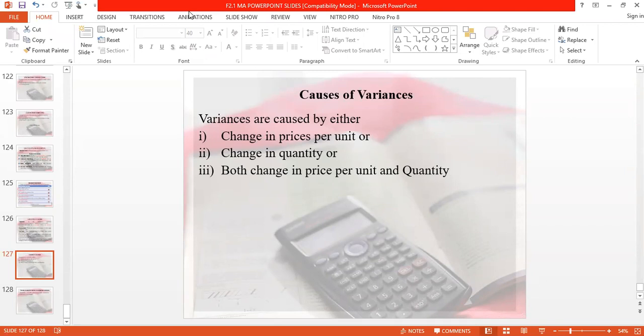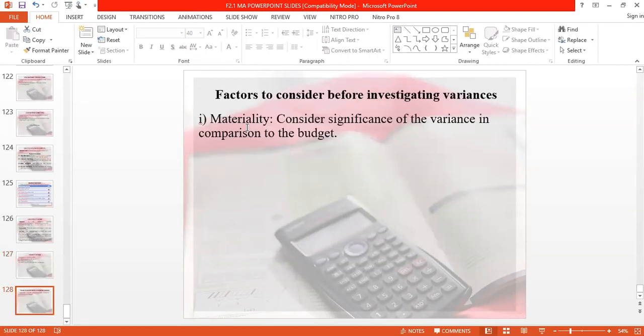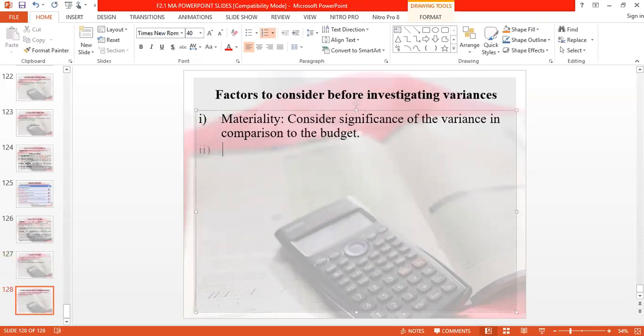These points are very important in the topic standard costing. Don't worry about formulas. Formulas we are about to learn. We'll actually get tired even of them. So variances, those are the causes. So we are saying that the first factor to consider is materiality.